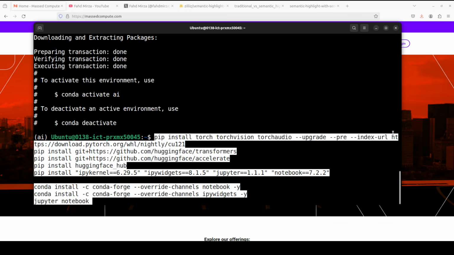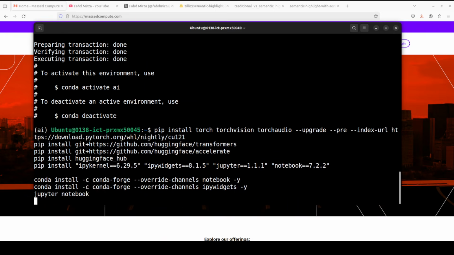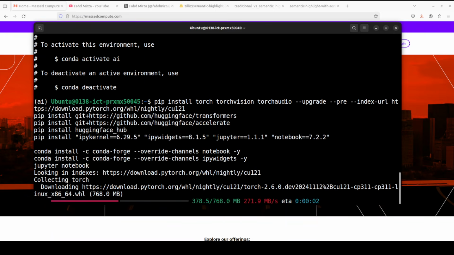Now let me install all the prerequisites and launch my Jupyter notebook. Shouldn't take too long.